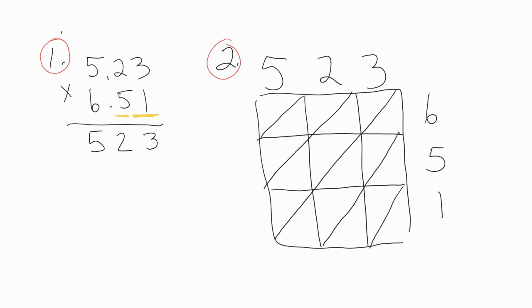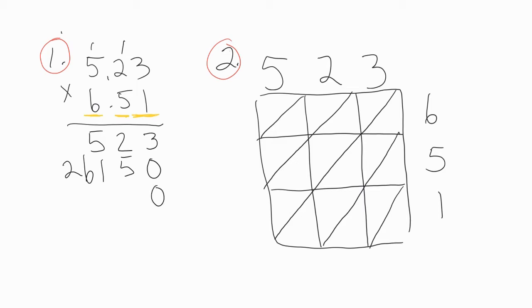Before I move to this number, which is my tenths position, I have to put a placeholder here. Now I'm going to multiply 5 by each of the top numbers. So 5 times 3, 5 times 2, 5 times 5. So 5 times 3 is 15. Carry the 1. 5 times 2 is 10. Plus 1 is 11. Carry the 1. 5 times 5 is 25. Plus 1 is 26.